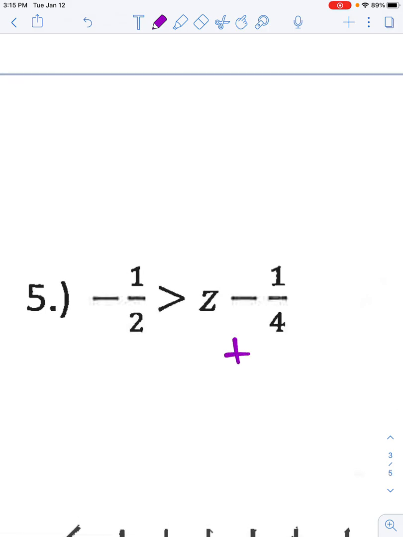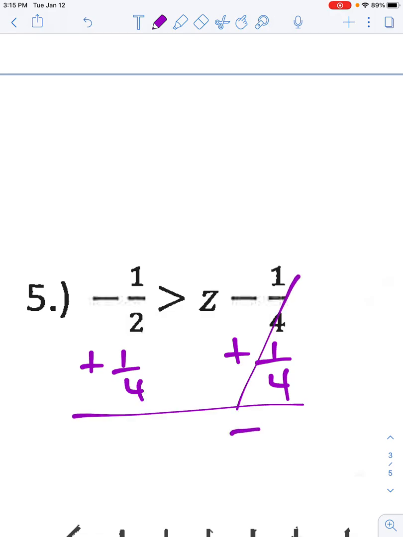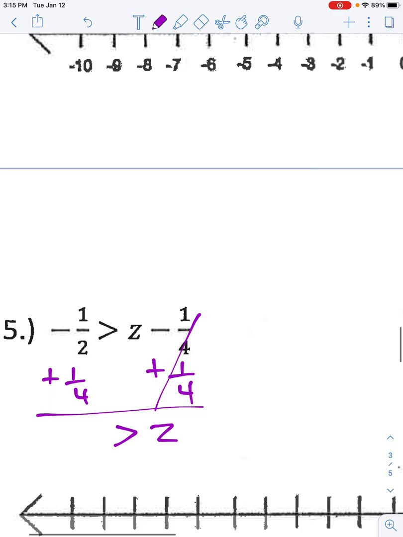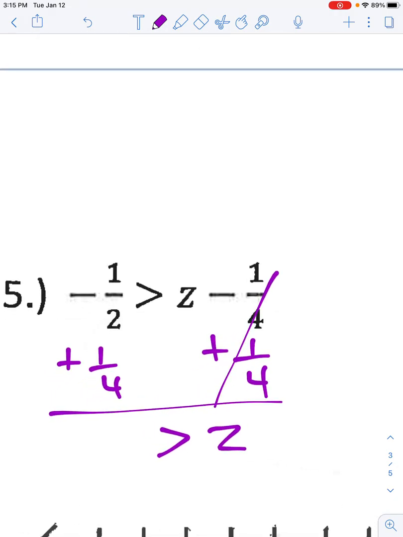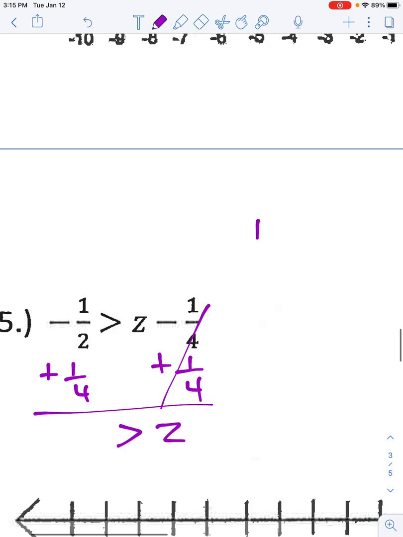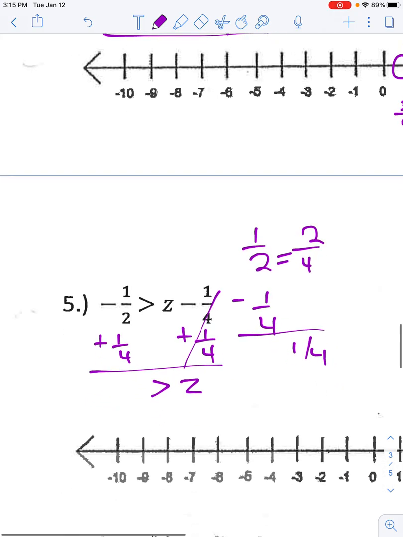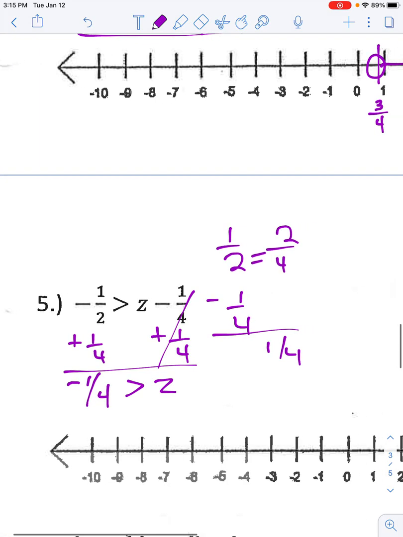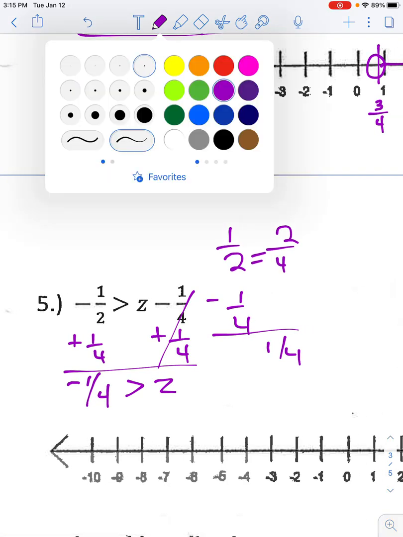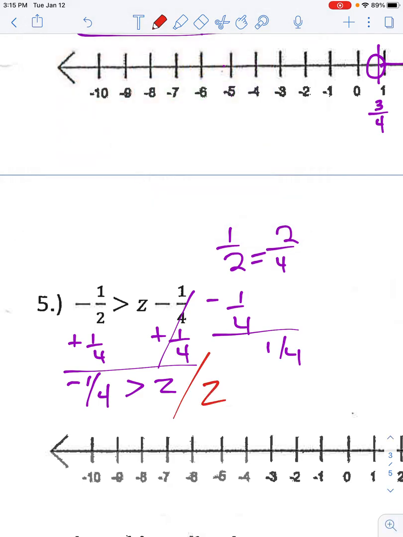Okay. Number 5, right off the bat, you should see that the variable's on the wrong side. We're going to have to switch it at the end. We're going to do the inverse and add 1/4 to both sides. To get that z by itself, we got different signs. We're going to find the difference. Two-fourths minus a fourth is a fourth. There's more negatives because 1/2 is larger, so it's a -1/4. And again, we need to rewrite it so the variable's on the left.